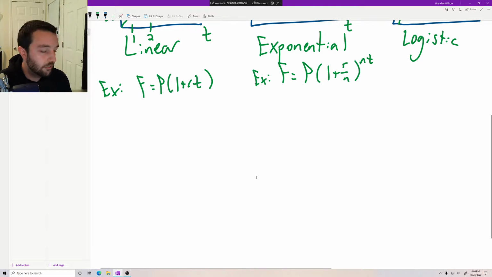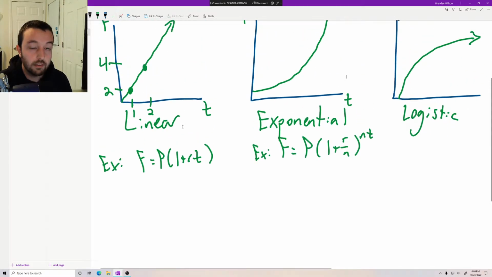So 4.1 now is about linear growth specifically. So let's start taking a look at that.